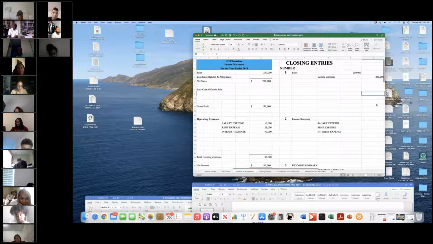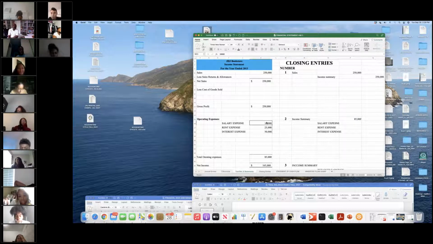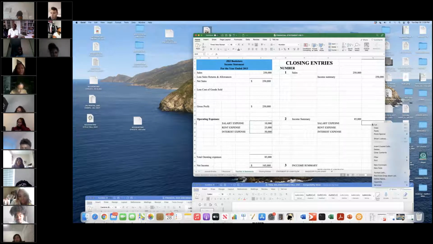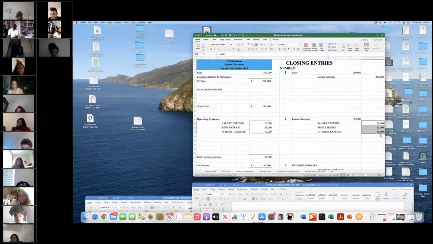So Ellis, what we're going to do here? For income summary, it's gonna be 85,000. We're going to debit income summary 85,000. And what we're going to credit? 50,000 for salary expense. They're kind of out of order a little bit, but all we have to do is copy these, right? Yes, and then paste them. I'm just showing you the easiest way to do it.